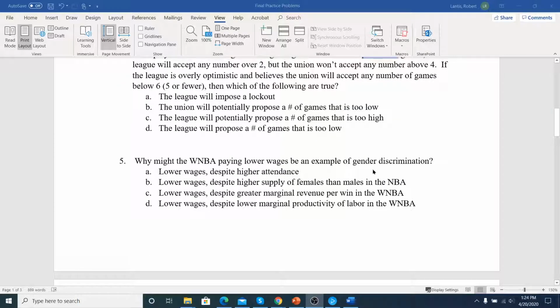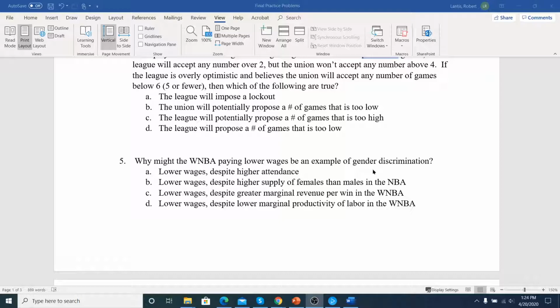So moving on to the next problem, why might the WNBA paying lower wages be an example of gender discrimination? Okay. So which of these could be an example? Lower wages, despite the fact that they had higher attendance. We know that's not necessarily the case, but if it was, would it be an example of gender discrimination if that was the case? Not necessarily, right?